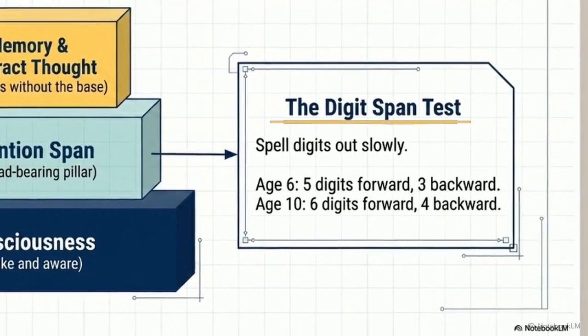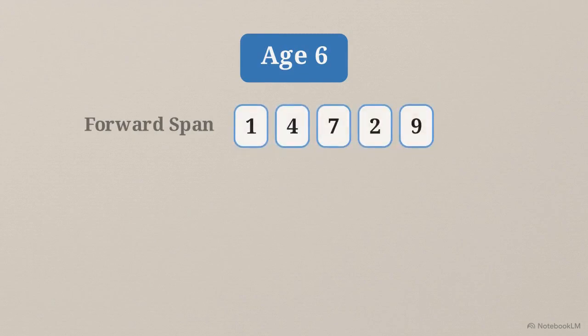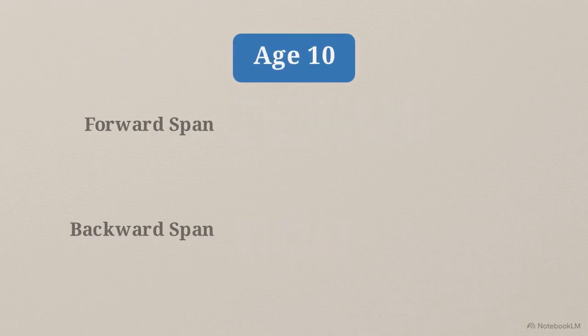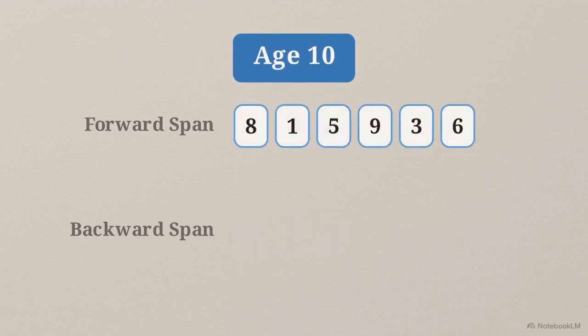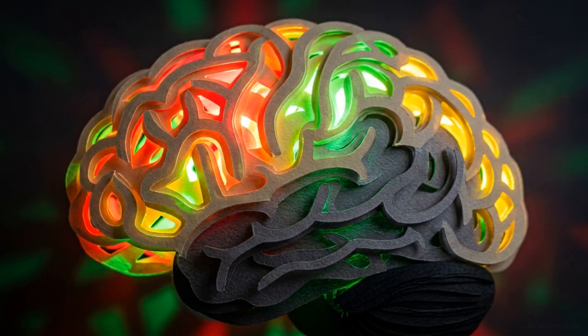The primary clinical mechanism for evaluating pediatric attention is the digit span test. A 6-year-old child is expected to successfully repeat 5 digits forward and 3 digits backward. By age 10, normal development requires the child to repeat 6 digits forward and 4 backward. If the child fails the age-appropriate attention test, the cognitive portion of the exam stops immediately. Without attention, any subsequent testing of memory or language will lead to incorrect localization of the deficit.